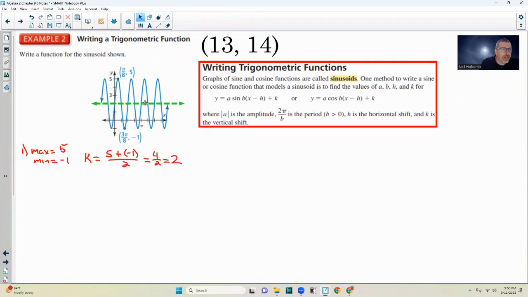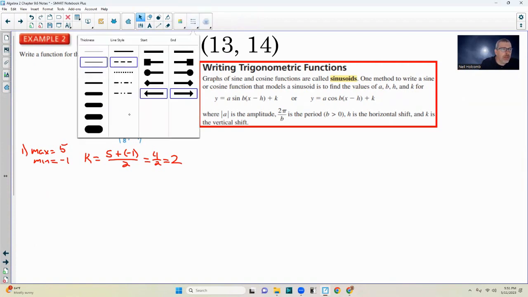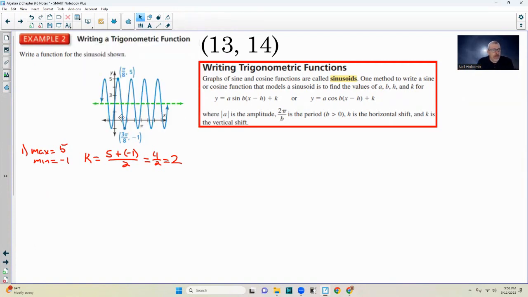That's a bit thick, but that's okay. So let me just do that. That's better. Okay, so there's our midline. So at 2, we go down 1, 2, 3. We're at the minimum. We're at the midline. We go up 1, 2, 3. We're at the max. Midline is in the middle. Okay, so step 1, find the max, find the minimum, find the midline next. Okay, so that's the vertical shift k. So that is our k.